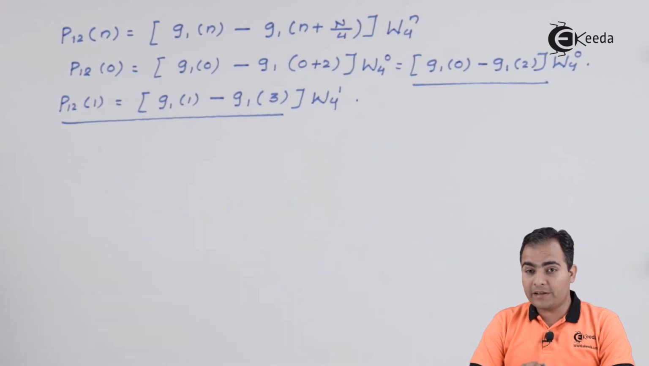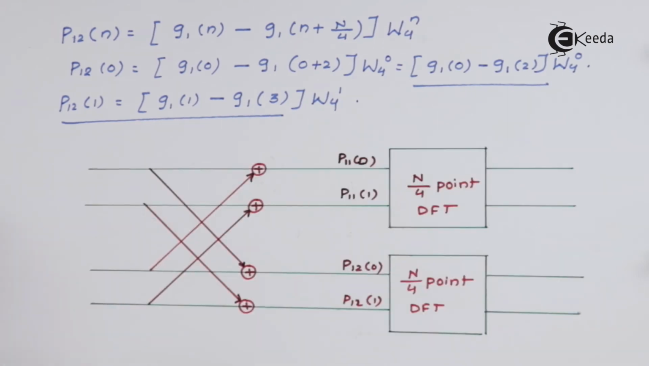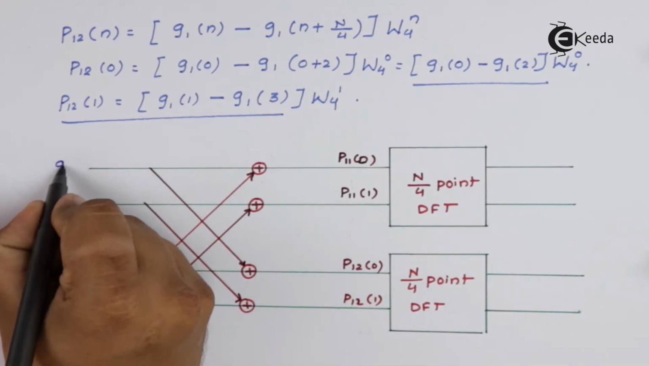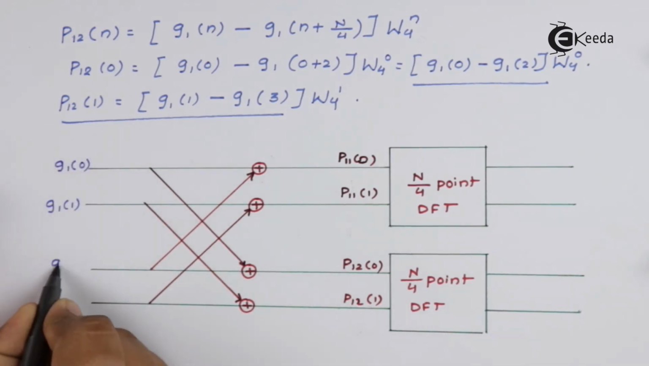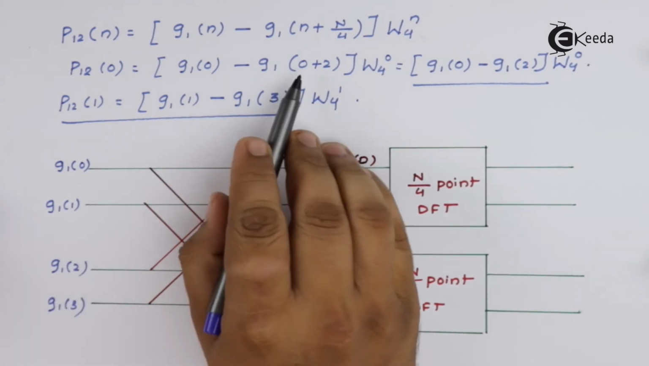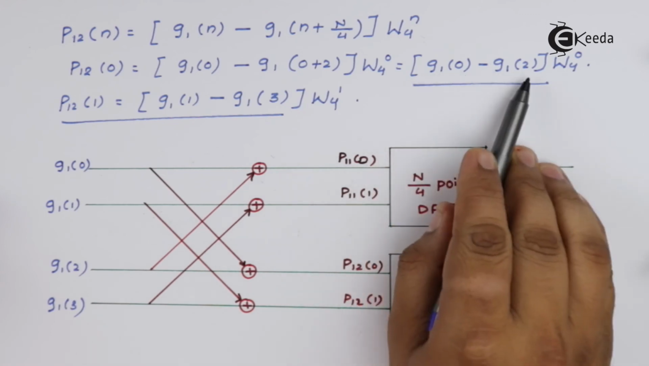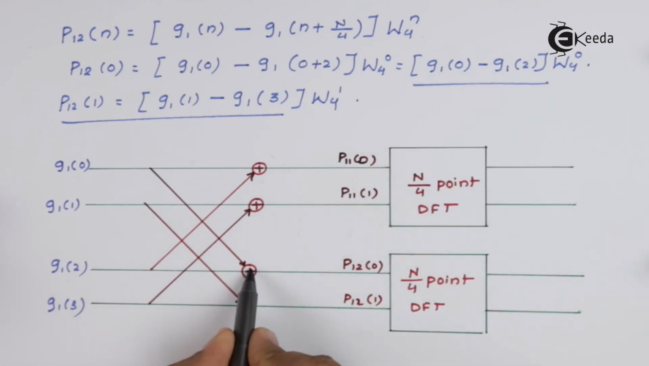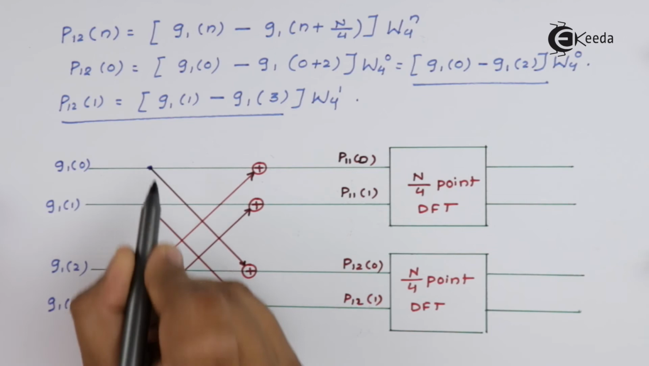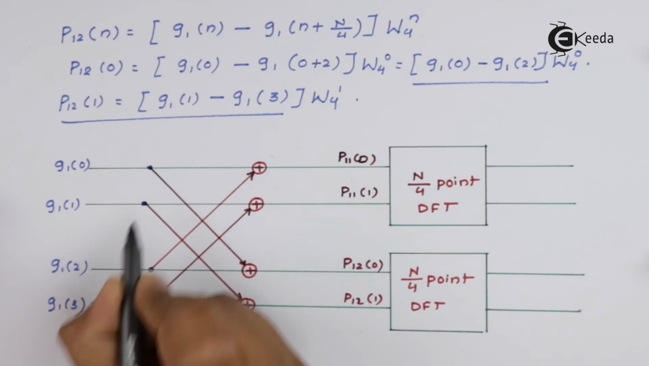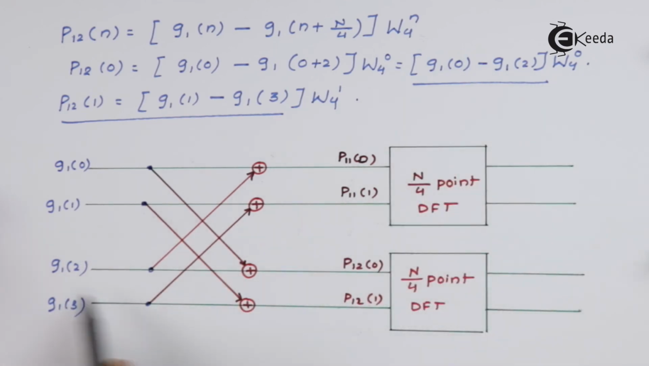Now we will draw the butterfly diagram, first of all for g1 of n. Look here. We can calculate p12 of 0 and p12 of 1. Basically we have calculated the right hand side. Now look here. Our p12 of 0 is nothing but the subtraction between g1 of 0 and g1 of 2, that is, this is what we have as the adder. It means this adder will add g1 of 0 and g1 of 2 of 0.